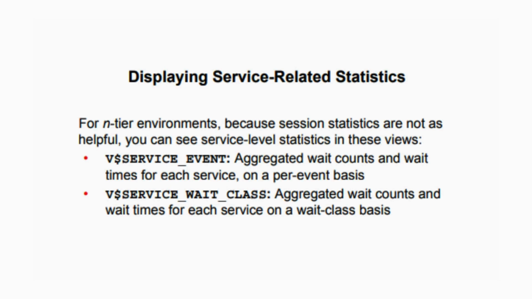These two views provide the same information that their like-named session counterparts provide, except that the information is presented at the service level rather than at the session level. v$service_wait_class shows wait statistics for each service, broken down by wait class. v$service_event shows the same information as v$service_wait_class, except that it is further broken down by event ID.